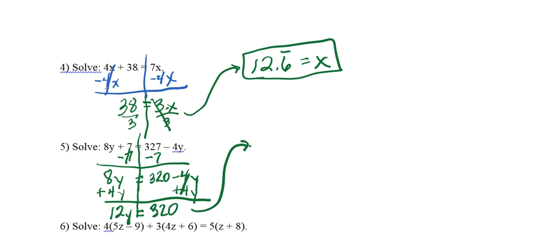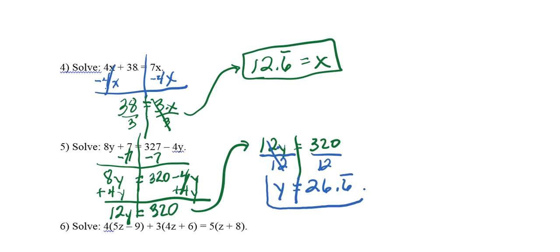So I'm going to bring this on up since I'm out of room. So 12 times y is occurring right here. So to move the 12, I have to divide it because that's the opposite of multiplication. So I'm going to do 320 divided by 12. And I get 26.6 repeating. So see, these aren't beautiful numbers, but that's okay. That doesn't mean I'm doing any of the process wrong.